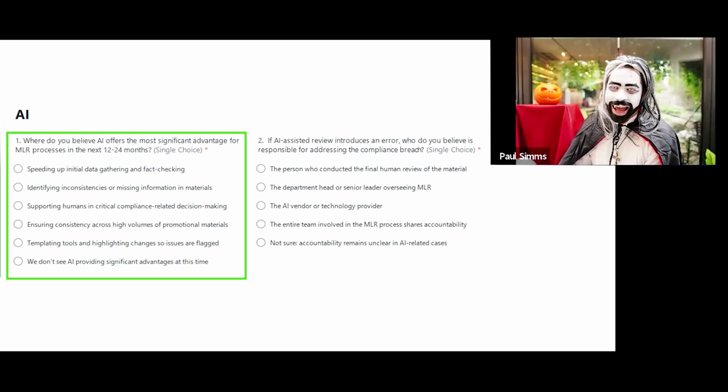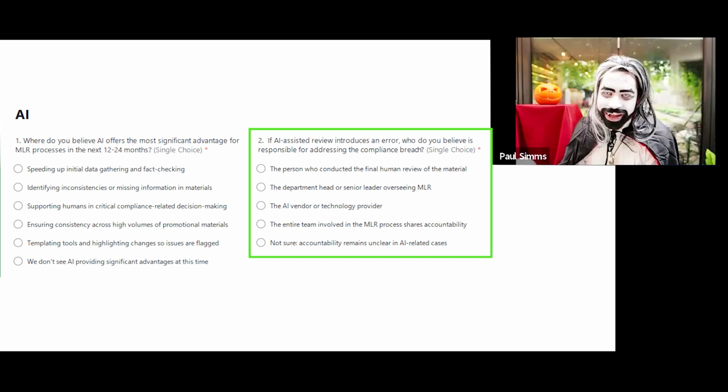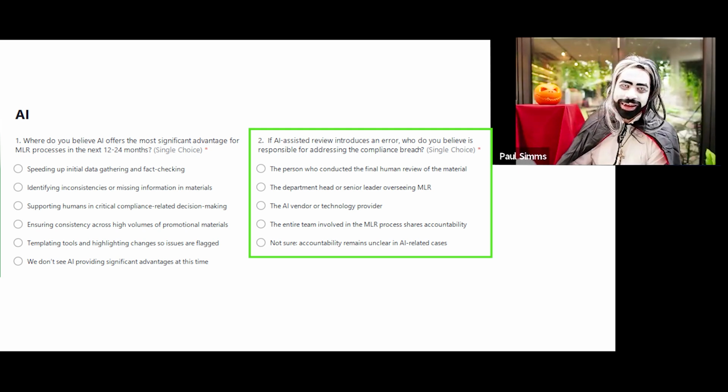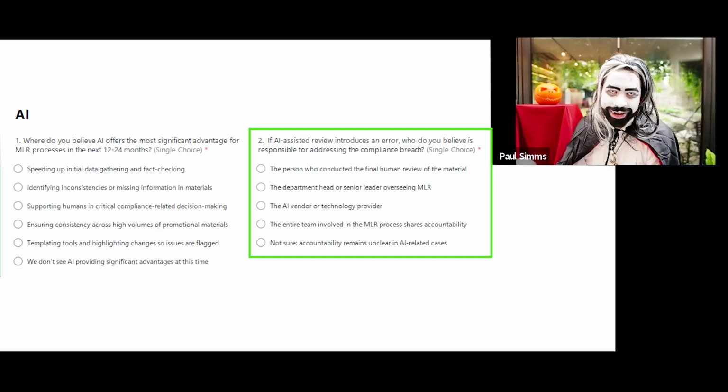Sorry about that. And number two, if AI-assisted review introduces an error, because inevitably it will, who do you believe is responsible for addressing the compliance breach? Of course, you could give me the by-the-book answer to that question, but I kind of want the in-practice, who's really going to be carrying the can in reality answer, if you can move beyond just the rules and regulations. It'd be really interesting to see your responses.